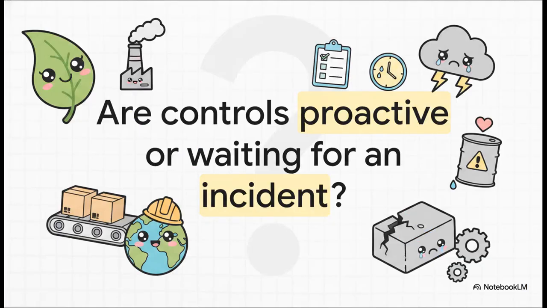Which brings us to a final thought for you to consider as we wrap up this explainer. I really encourage you to look closely at your own operational blueprint. Are your environmental controls truly proactive, measurable, and verified across your entire supply chain? Or are you just waiting around for the next incident to happen?